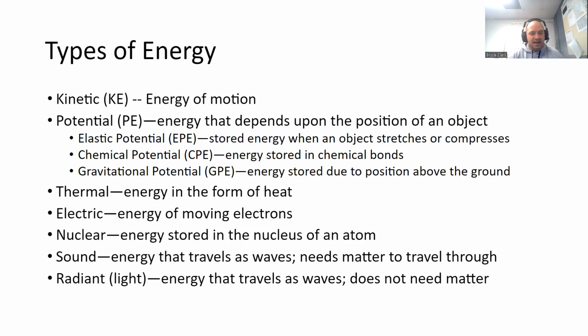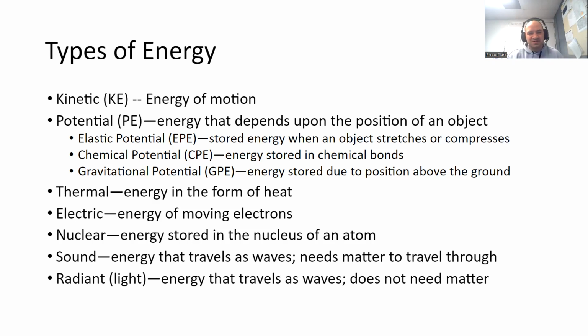The other type that we're going to spend a decent amount of time on is potential energy. Potential energy is energy that depends on the position of an object. So what does that mean? The position of an object matters here. Elastic potential energy is stored when an object stretches or compresses. If I have a rubber band and I pull that rubber band back, that is potential energy based on the position of that elastic band. If I let go, there's energy involved. Same thing with a spring. If I pull down on that spring, there's energy stored there.